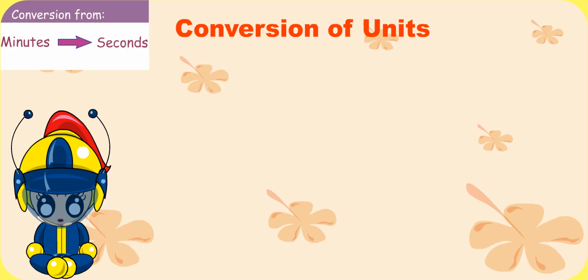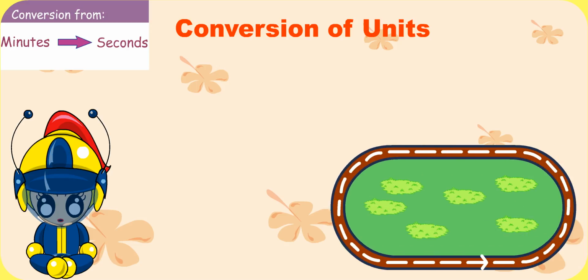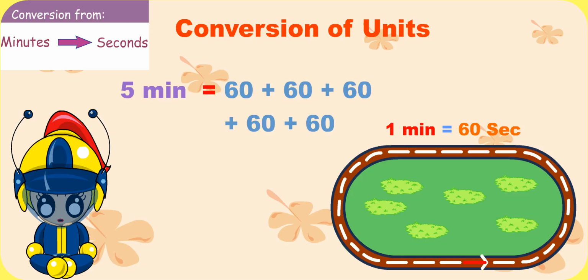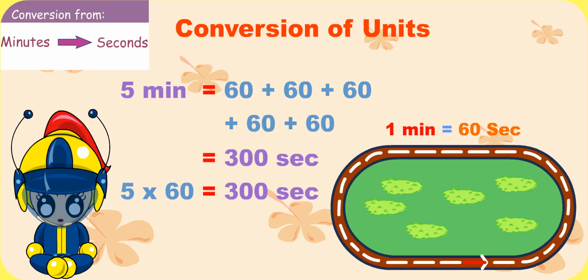Let me ask you a question. How long do you take to jog around the school field? I think 5 minutes. Okay, we know that 1 minute equals 60 seconds. To convert 5 minutes to seconds, we can either add 60 five times or take 60 seconds times 5. The answer is 300 seconds.